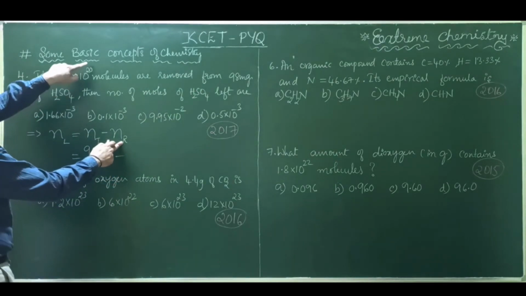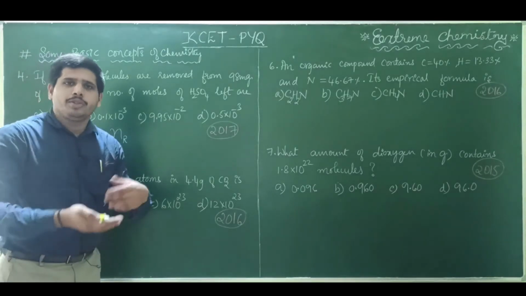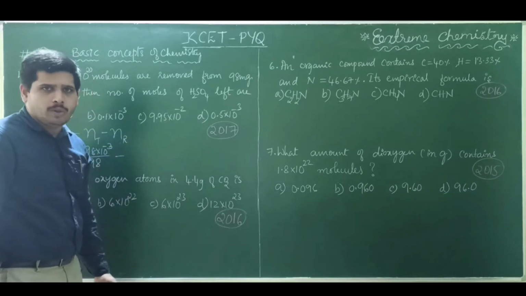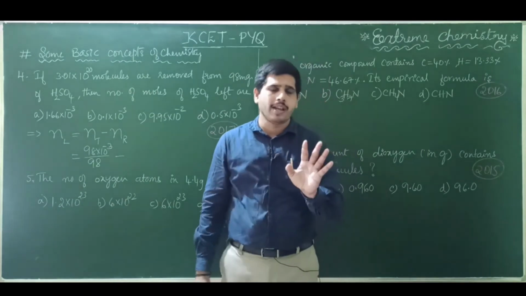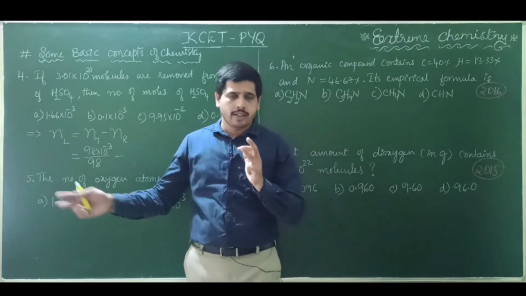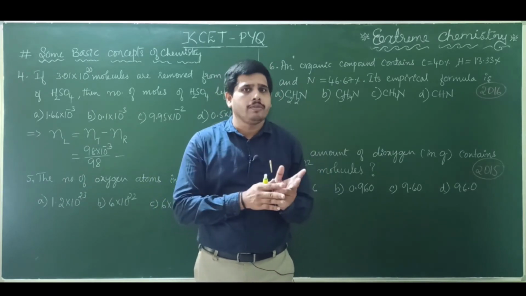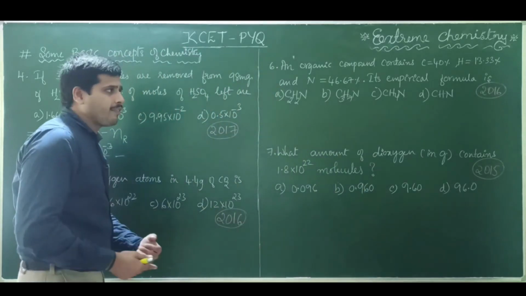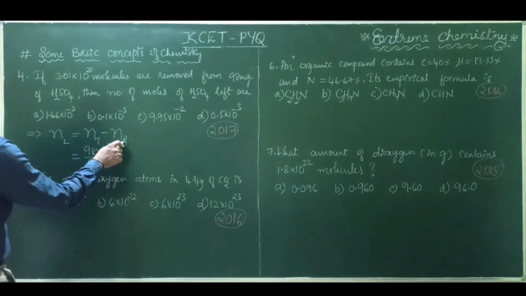How many? 3 into 10 to the power 20. Whenever a number is given, you are supposed to divide that by Avogadro number to get the moles. So you have three formulae, to be precise, to calculate moles: mass by molar mass equals moles, number by Avogadro number, again moles. If it is in volume, then volume by molar volume, 22.4 or 22.7 depending on the unit of pressure. So now I have a formula here for this.